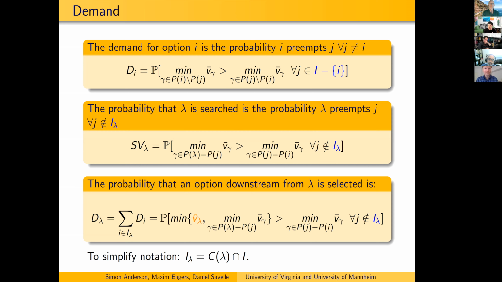So there's a lot of similarity in these formulas. And to simplify notation, I sub lambda is the intersection between the set of all downstream nodes and options. So it's the set of downstream options.